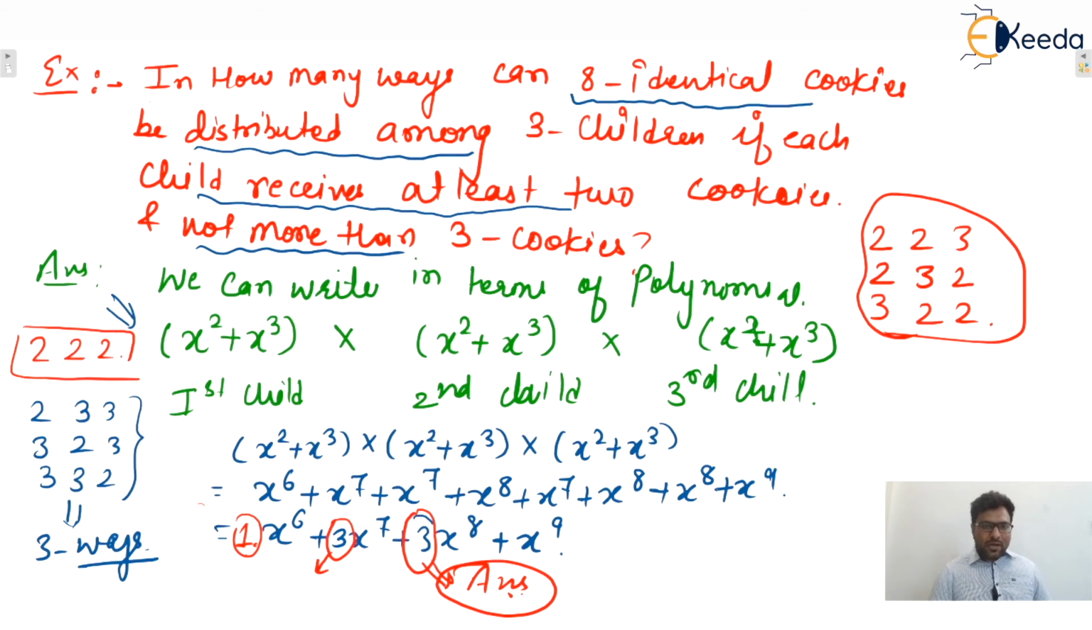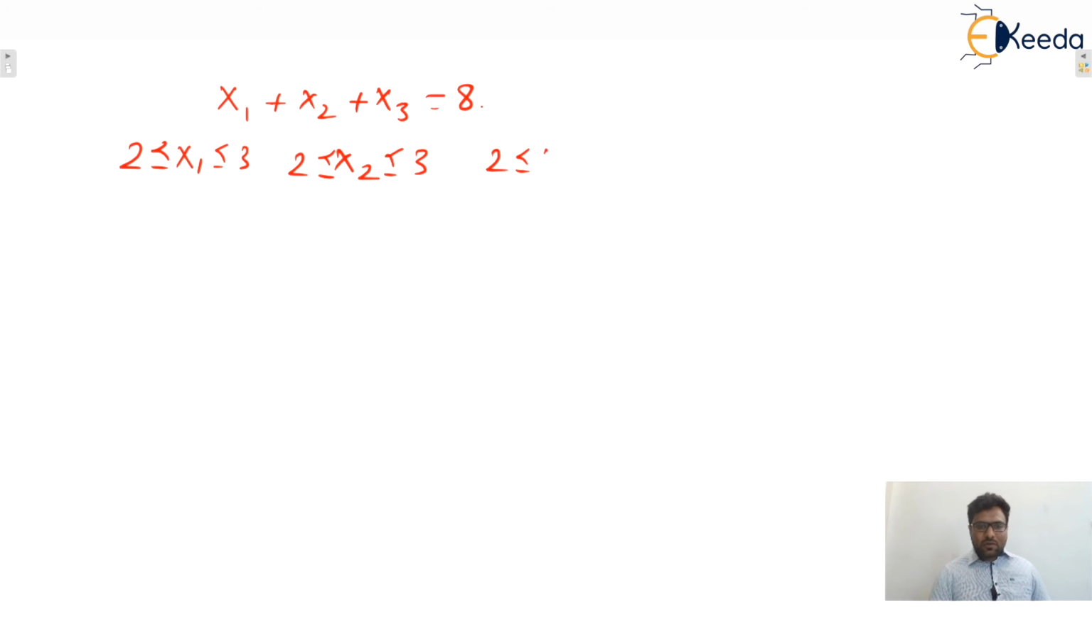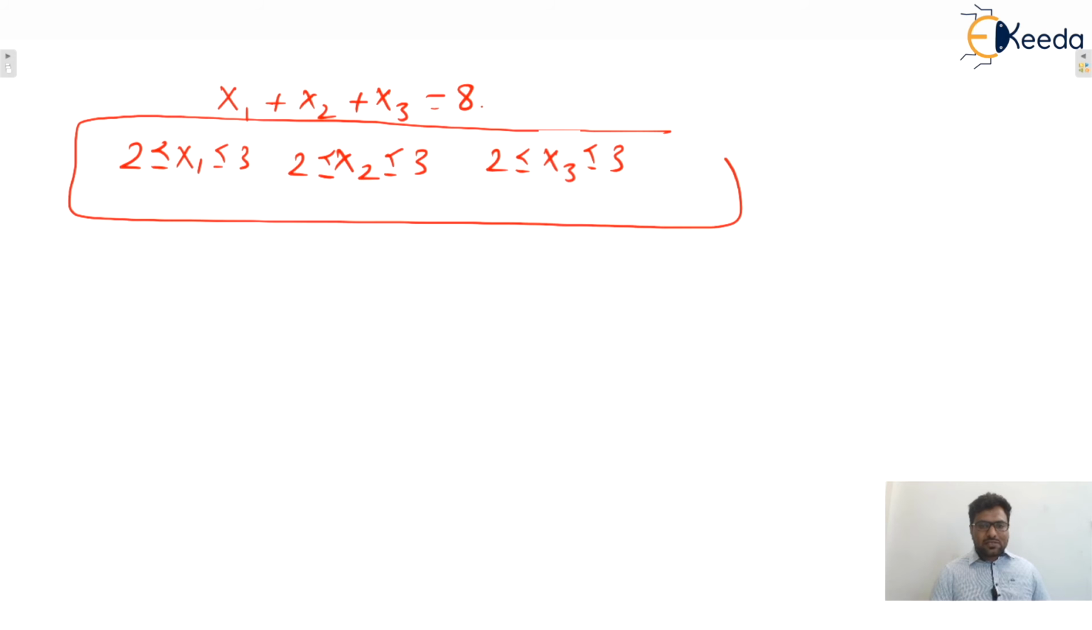Remember this one. So actually this problem was like that, x1 plus x2 plus x3 equals 8. Here, upper constraints as well as lower constraints are there. I already told you in the previous lectures that when constraints are there, we can solve these types of problems with the help of generating functions. Now you can see the beauty of generating functions. I hope this is clear to everyone.